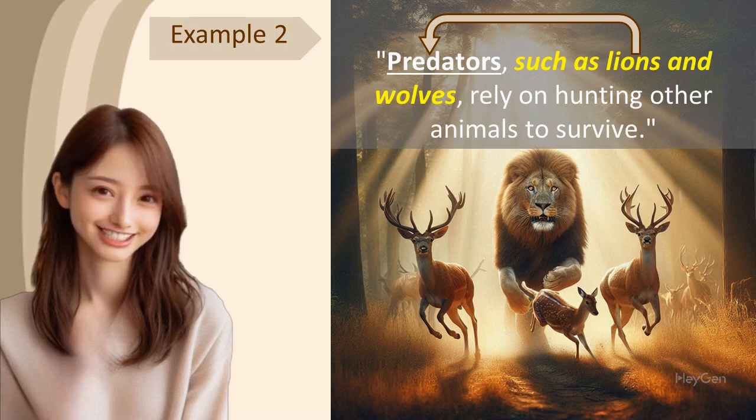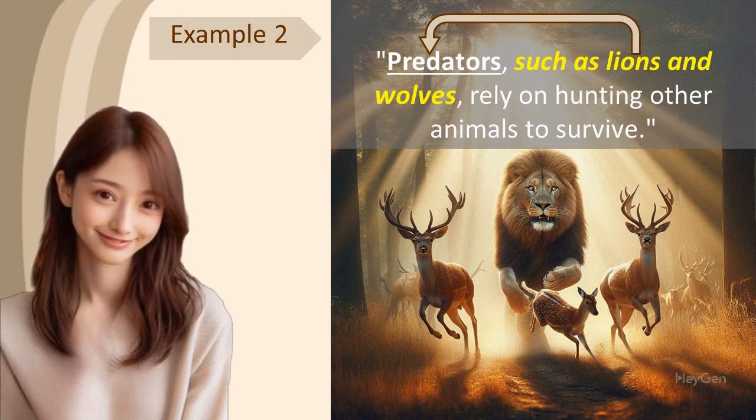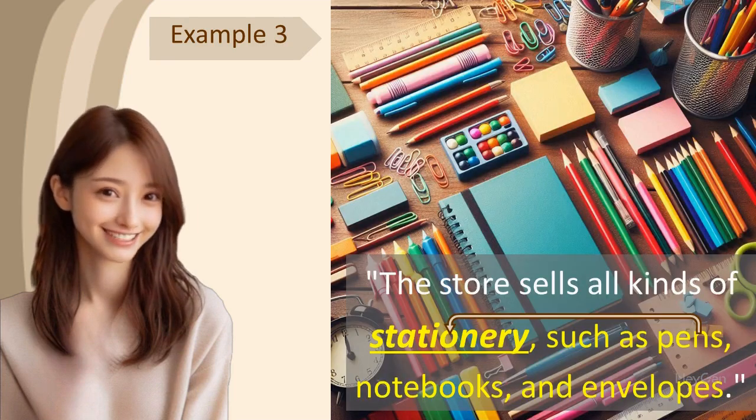Next, predators such as lions and wolves rely on hunting other animals to survive. Can you tell what predators mean? Well, lions and wolves are examples of predators, which helps you understand that predators are animals that hunt other animals for food. Let's see another example.